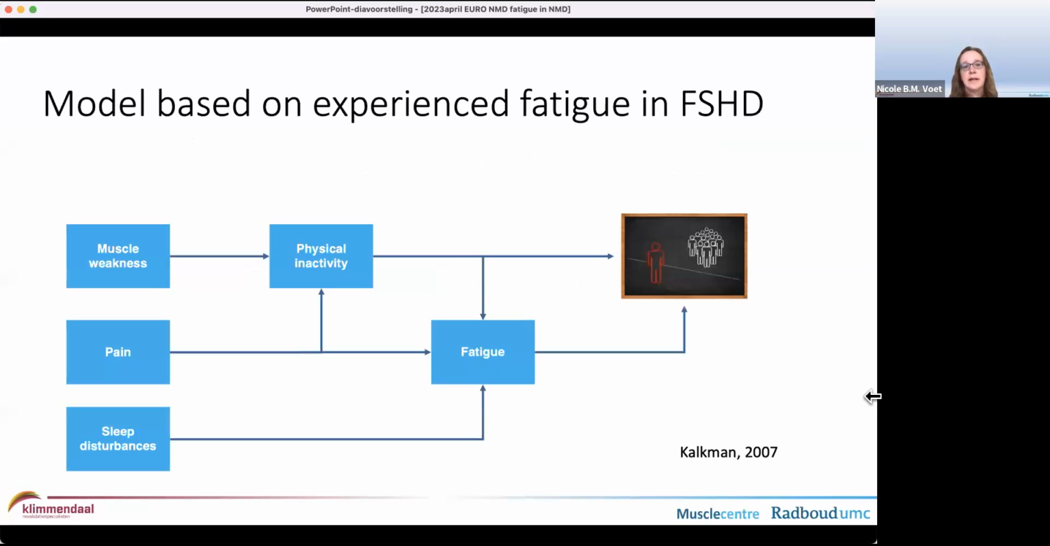The first one, the FSHD trial, was based on the model I showed you before, based on a model with perpetuating factors of fatigue. It was my own PhD project, and we thought that with bicycle exercises on the one hand and another group with cognitive behavioral therapy, we could break the vicious circle of inactivity.